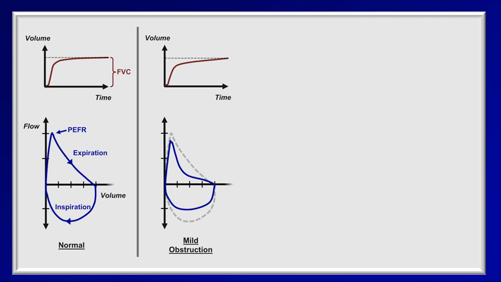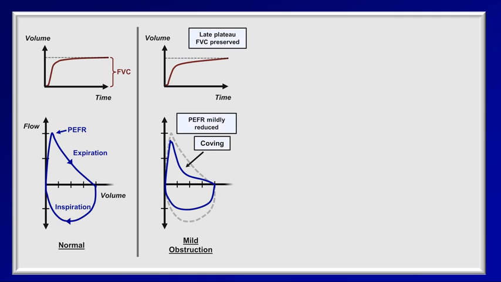In the top graph, you can see that FVC is preserved. However, it takes longer for the patient to get there, which is represented by a late plateau of the volume. In the flow volume loop, the peak expiratory flow rate may be mildly reduced, but more significantly, there is deformation in the middle of the expiratory limb of the loop, usually referred to as a coving.